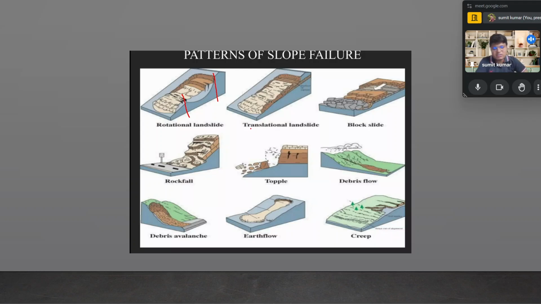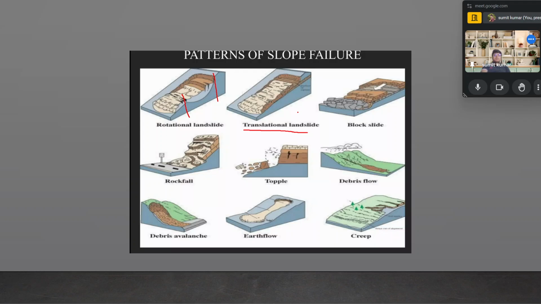The subsequent one is the translational landslide. In a translational landslide, the failure takes place along the length only, without affecting too much. Over here, you see the cross section. The height at this section is something, at this section is other, and over here the flow takes place. Similarly, in this process, translational landslides look like that.